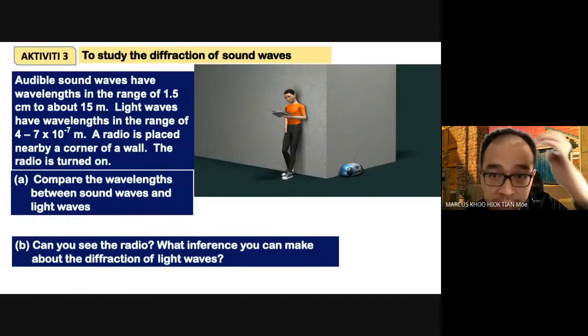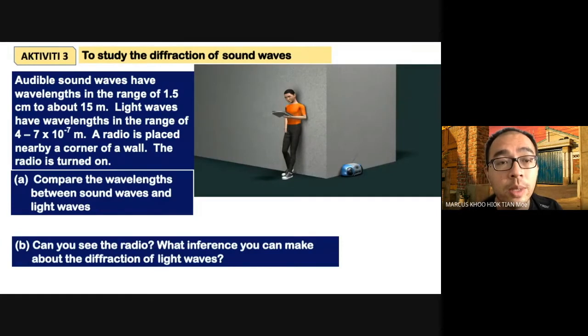Today we're going to look first at sound waves. So we have audible sound waves that have a range of 1.5 cm to 15 meters wavelength. Sound waves have different wavelengths depending on the frequency, but it can be as short as 1.5 cm or as long as 15 meters. 15 meter wavelength is a pretty long wavelength. And light waves have a range of 4 to 7 times 10 to the power of -7 meters. It's very, very tiny wavelength.